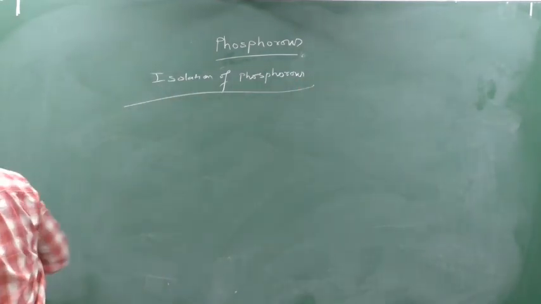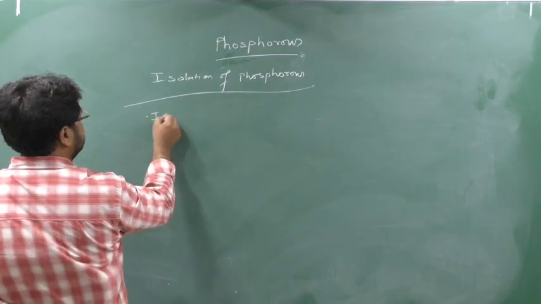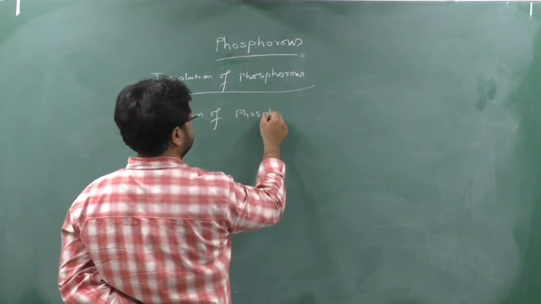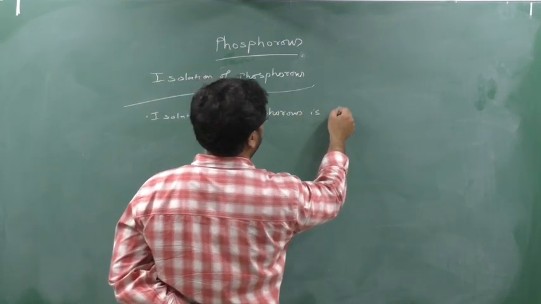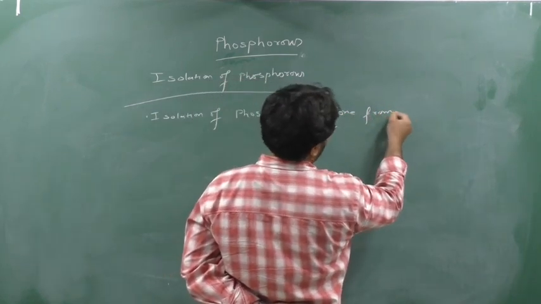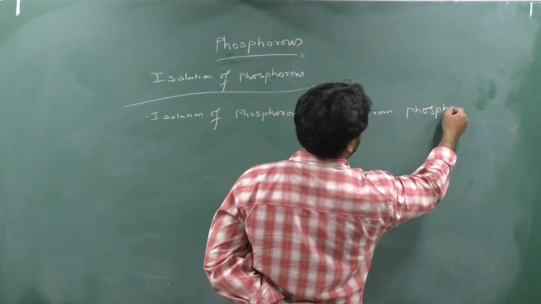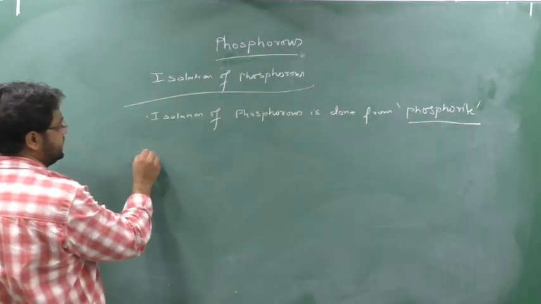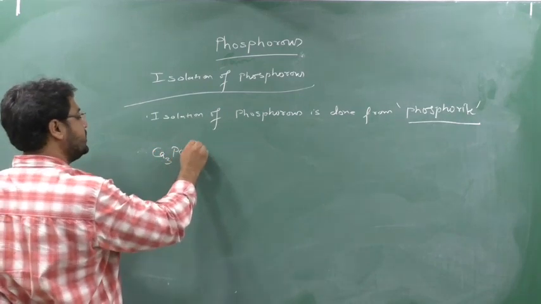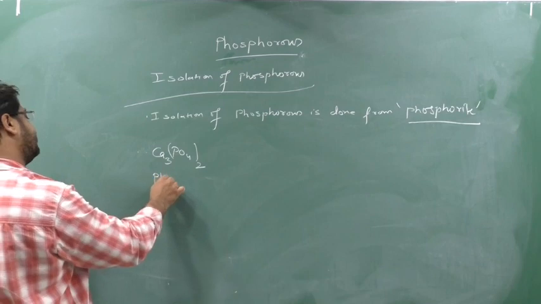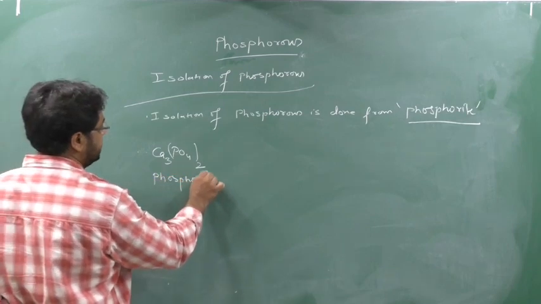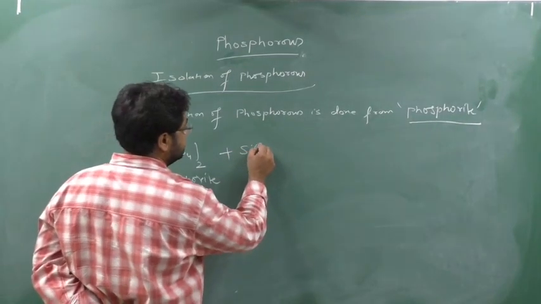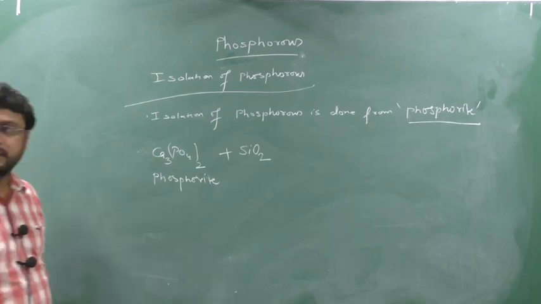So write down, see how to do this. First you have to take one mineral. The isolation of phosphorus is done from the mineral phosphorite. Clear? And phosphorite is nothing but calcium phosphate. Calcium phosphate is nothing but what? Your phosphorite. Clear? This is your phosphorite. Now this phosphorite should be first reacted with silica, SiO2.